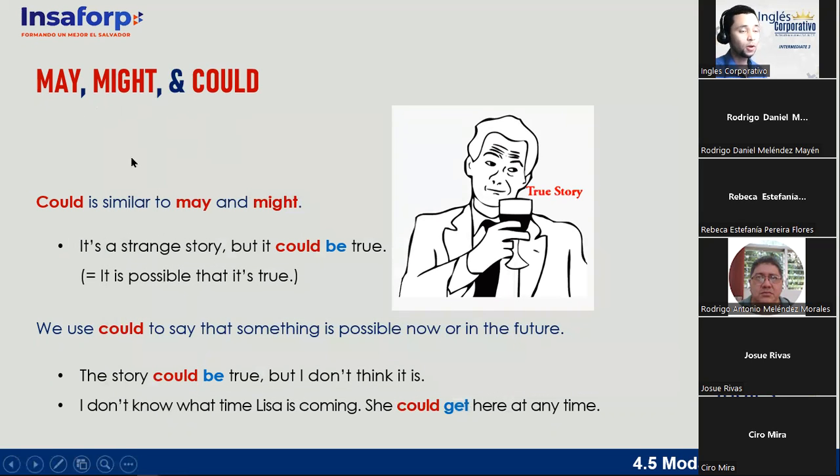So again, we use may, might, and could to talk about something that is possible, okay? Could is similar to may and might. Now, we use could to say that something is possible now or in the future. All right. I have two more examples.